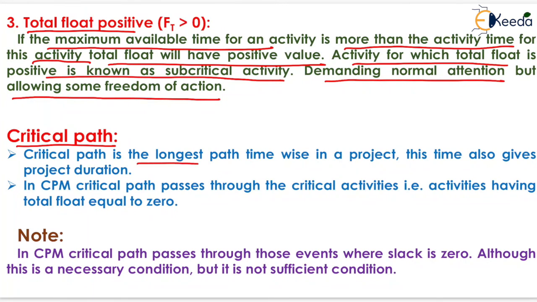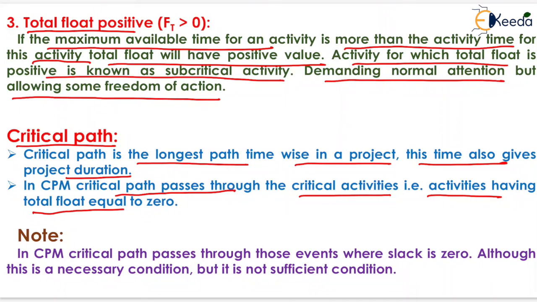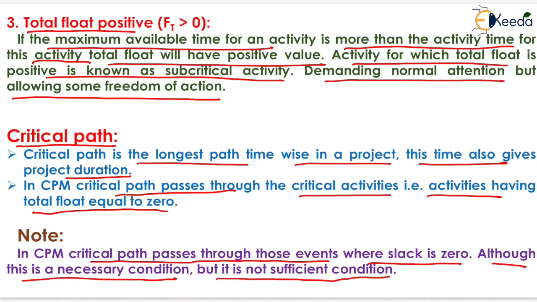Critical path is the longest path time wise in a project. This time also gives project duration. In CPM, critical path passes through the critical activities, that is activities having total float equal to 0. Now one note is written here that in CPM, critical path passes through those events where slack is 0, although there is a necessary condition but it is not sufficient condition.